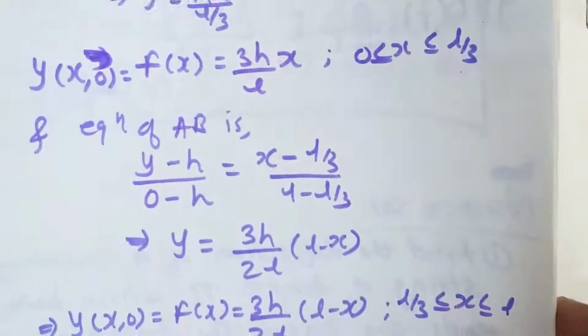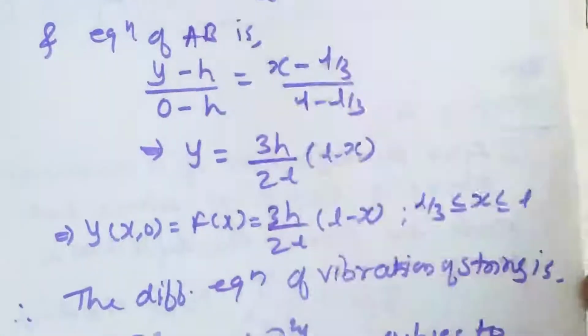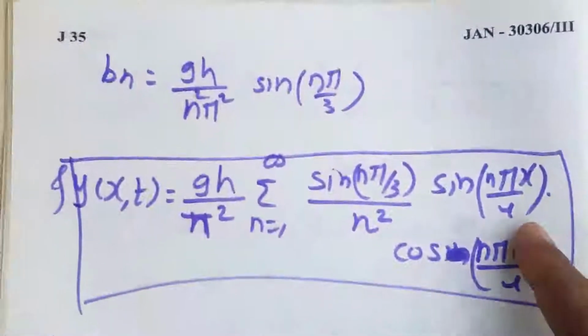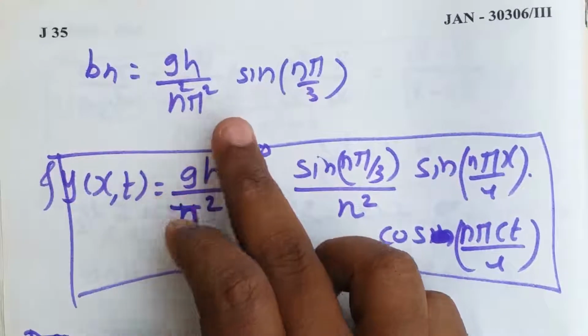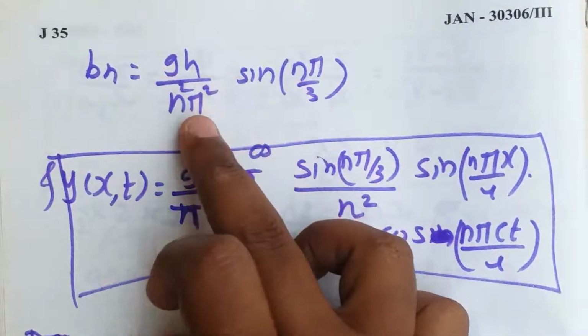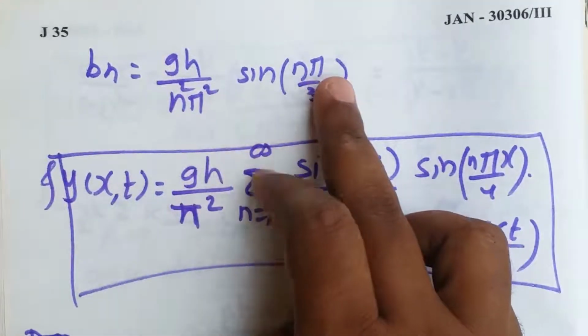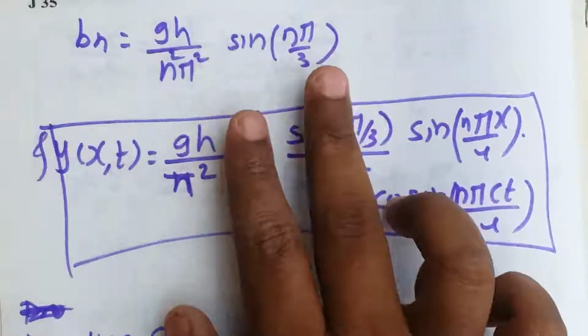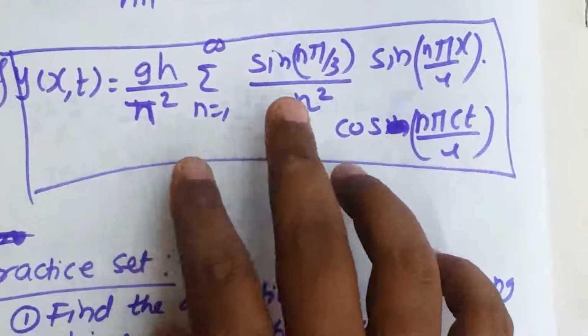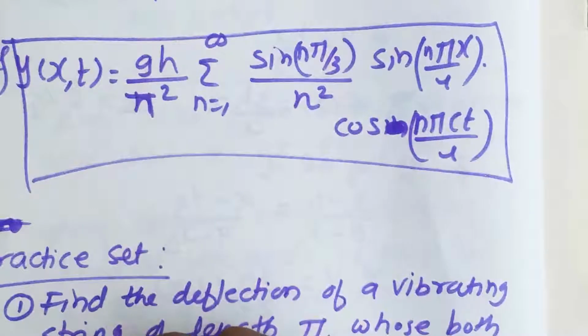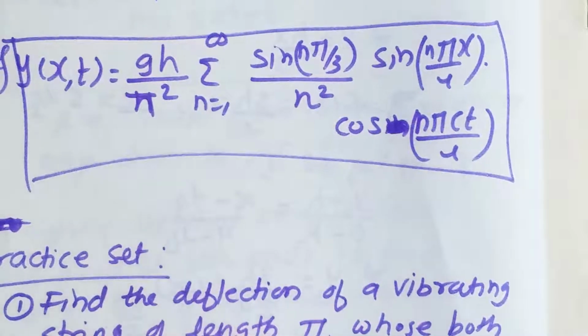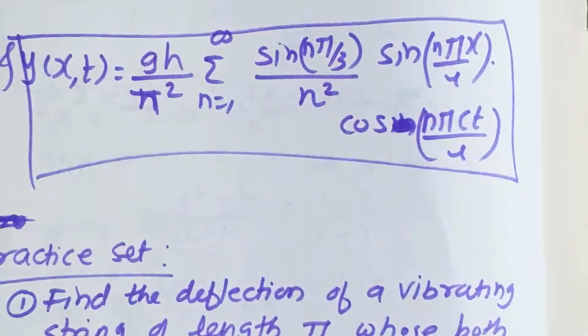Okay, just go through all the calculations again, you will understand it. And if you have any doubt, you can ask me at any time, no problem. So after doing all the calculations, you will get the value of Bn, the Fourier coefficient, as 9eh by n square pi square into sin n pi by 3. And that value you need to put in that series to get the final answer for this particular problem. In almost every problem we apply similar conditions.